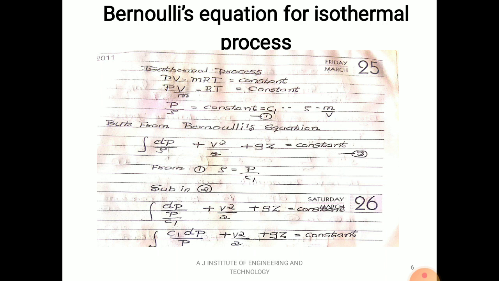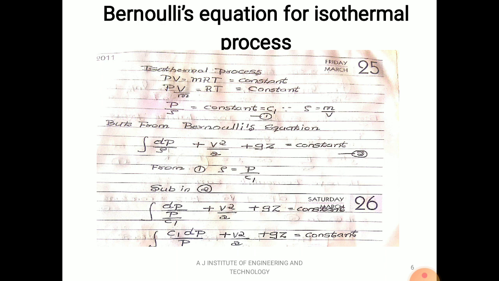Take that expression as 2. Now you can substitute from equation 1, rho equal to P by C1, in 2. So substituting in 2, that gives integration dP by P by C1. In place of rho you are supposed to substitute P by C1. So we get integration dP divided by P by C1 plus V square by 2 plus Gz equal to constant.